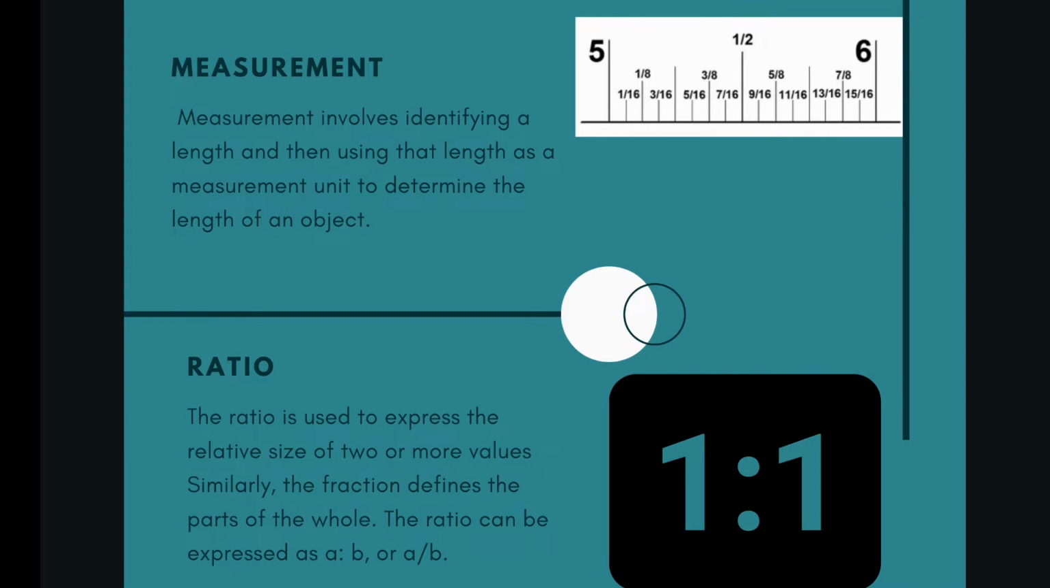The next one is ratio. So the ratio is used to express the relative size of 2 or more values. Similarly, the fraction defines the parts of the whole. On the bottom, you can see the different ways it can be expressed.